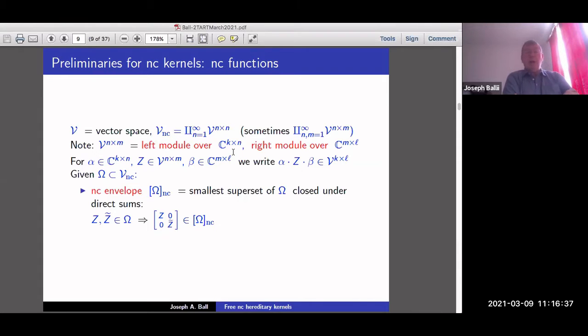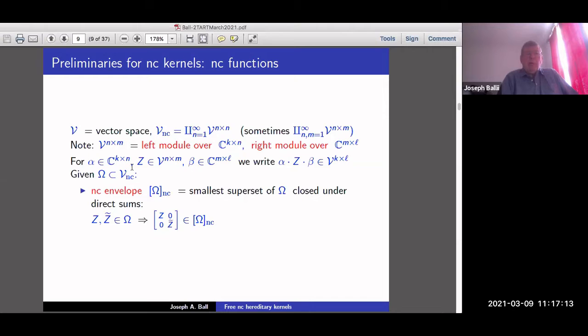So in fact, the vector space is a module over complex numbers, meaning you can multiply on the left by a matrix over complex numbers and on the right by a matrix over complex numbers as long as the sizes fit. So we use these operations all the time. So alpha is K by N over C, Z is N by M over V, beta is M by L over C. Then alpha times Z times beta, K by L over V, makes perfectly good sense.